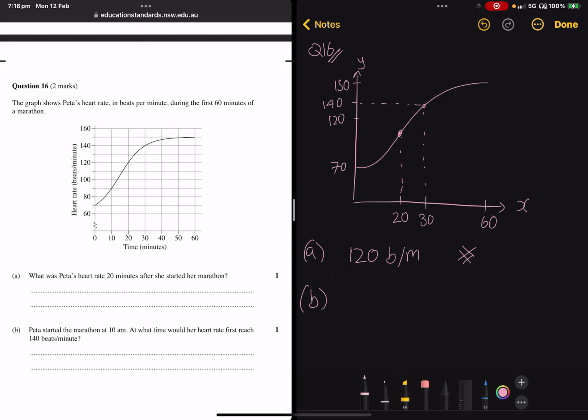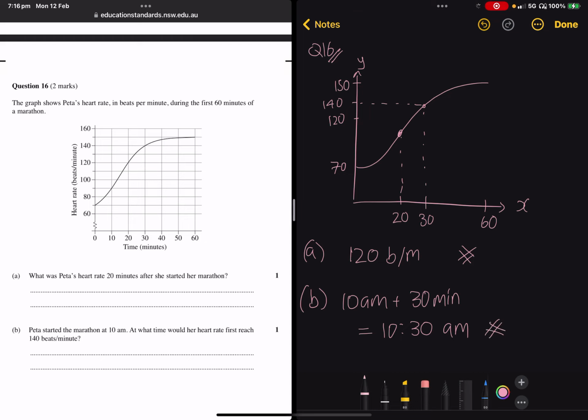Now the x-axis in this case is the number of minutes after the marathon started. So this will be 10 a.m. plus 30 minutes. 10 a.m. plus 30 minutes is of course 10:30 a.m. So 10:30 a.m. is the time at which her heart rate first reaches 140 beats a minute.